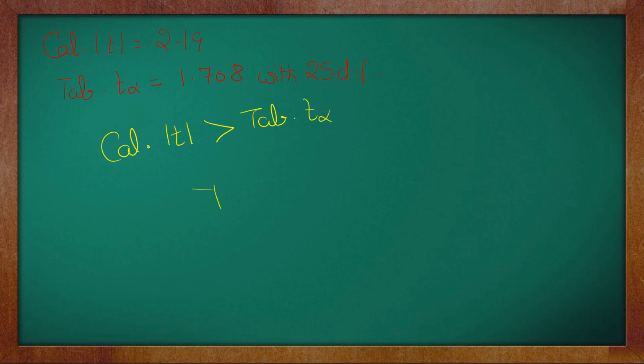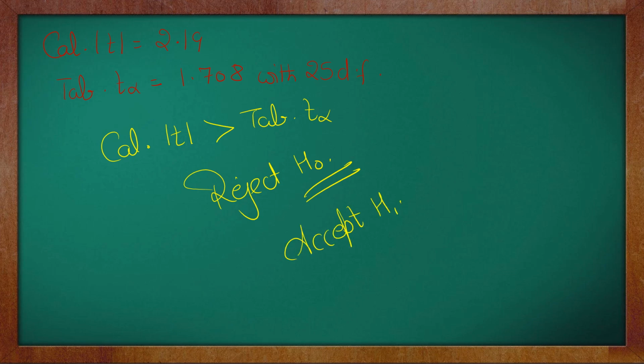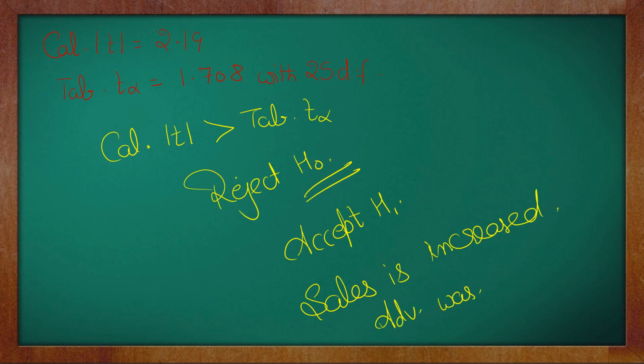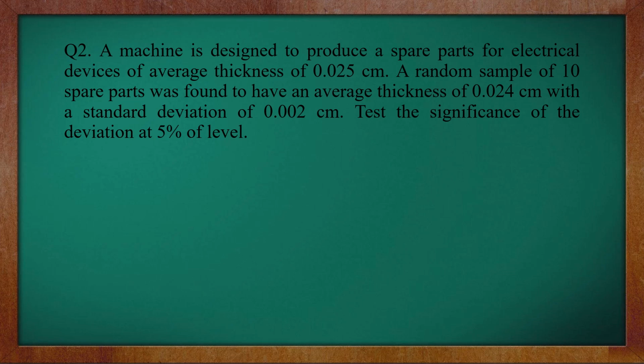As I have already discussed with you, reject the null hypothesis, and if you are rejecting null, accept the alternative. And what was my alternative hypothesis? Sales increase. So definitely sales increased, or you can also say that the advertisement was effective. Done. So this is the way to solve any type of question by the t-test. Let's see one more example: what is given and how to solve it.